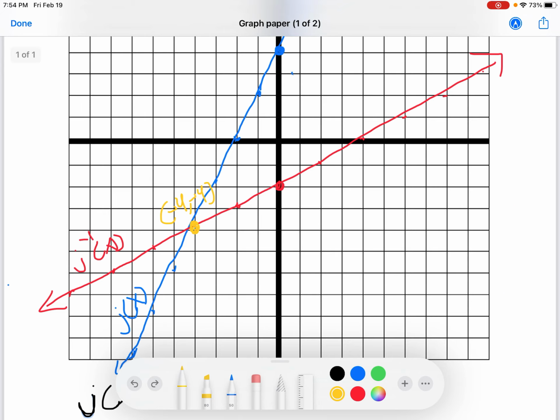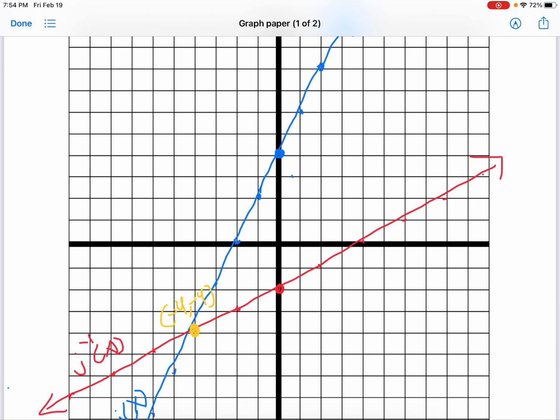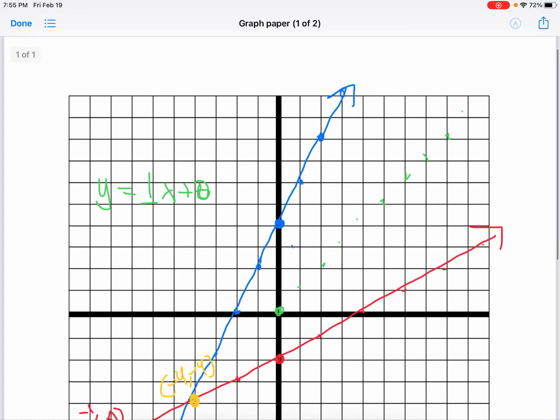Also, inverse functions always have symmetry across the y equals x line. So the y equals x line basically just means this. It has a y-intercept of 0, so that means right here, and it has a slope of 1, so you go up 1, right 1, so you're basically just going by one grid square. That's what it is.